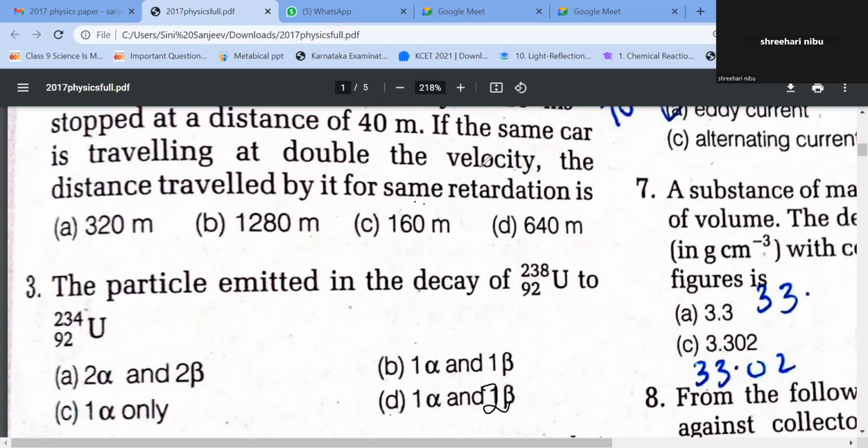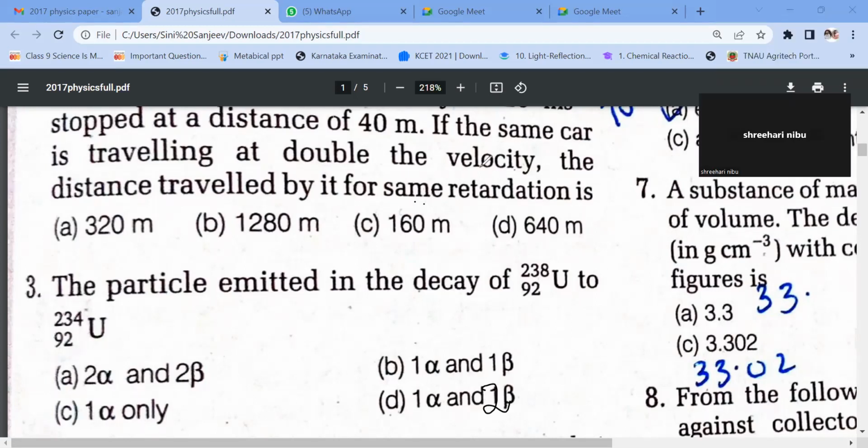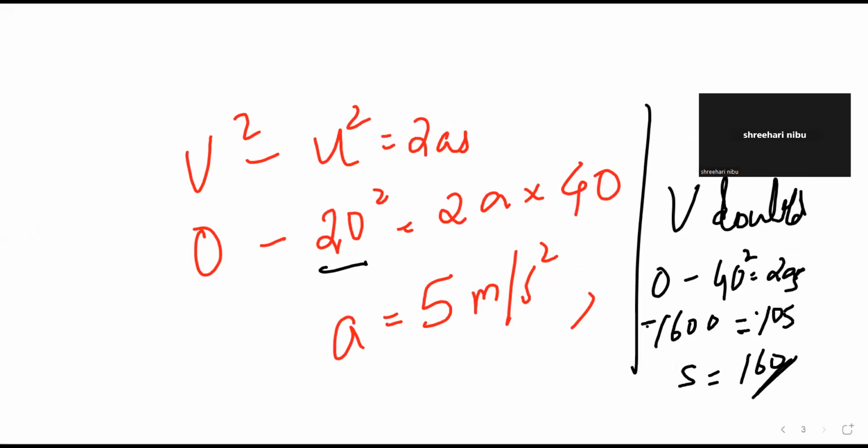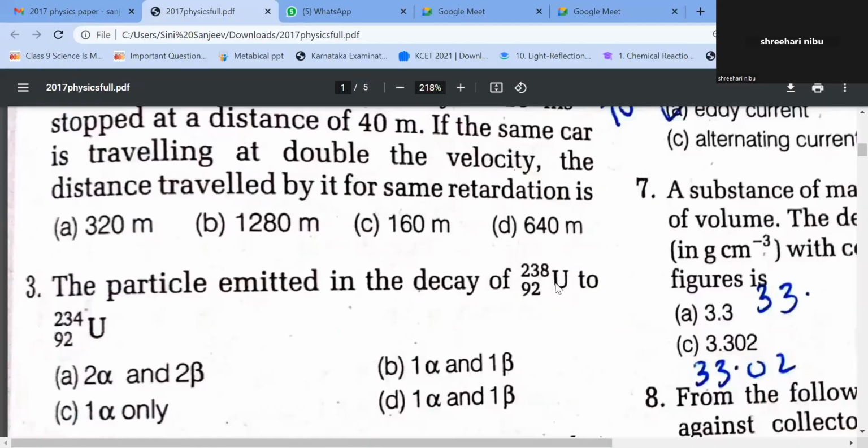So this one, how we'll do exactly? I'll explain this. This comes in our chapter nuclei. There is a decaying thing in this. Let me just go to a fresh screen. Let's read the question first: the particle emitted in the decay of uranium 92, 238. Better I'll write it here only.